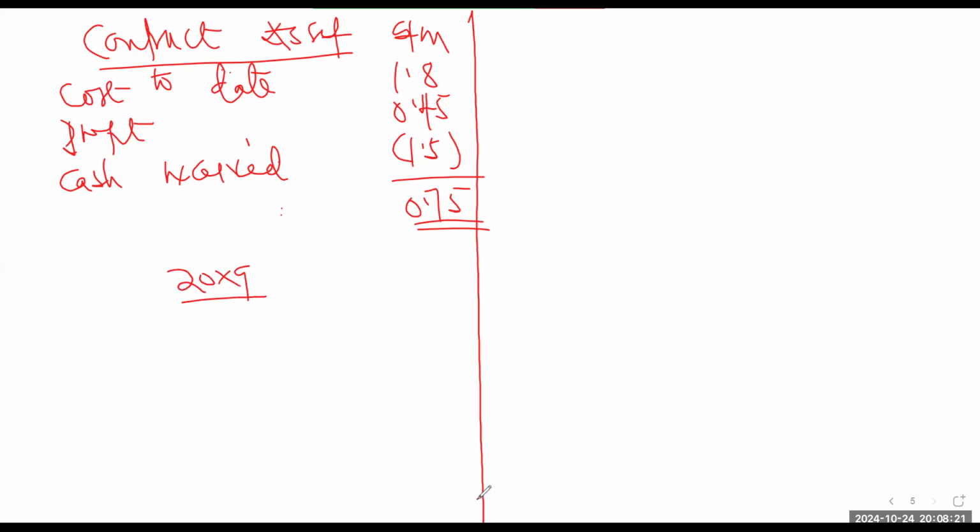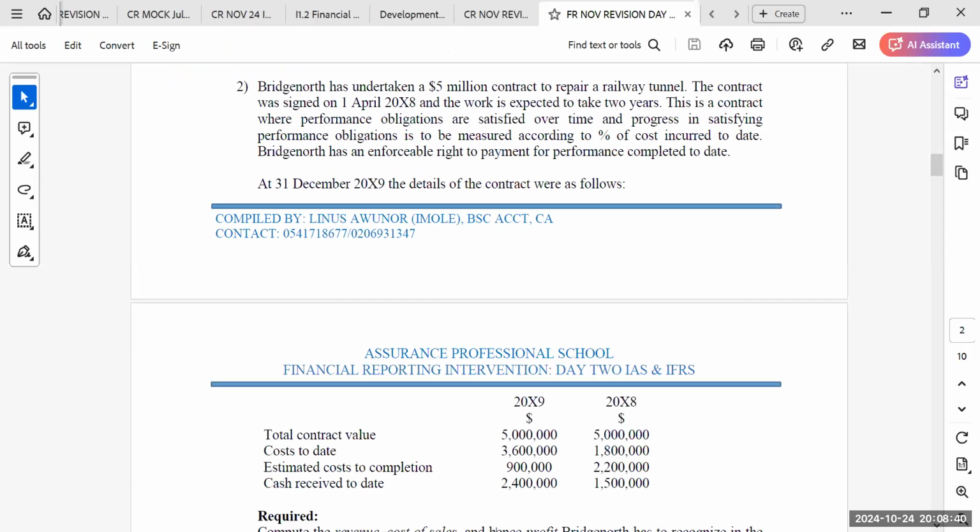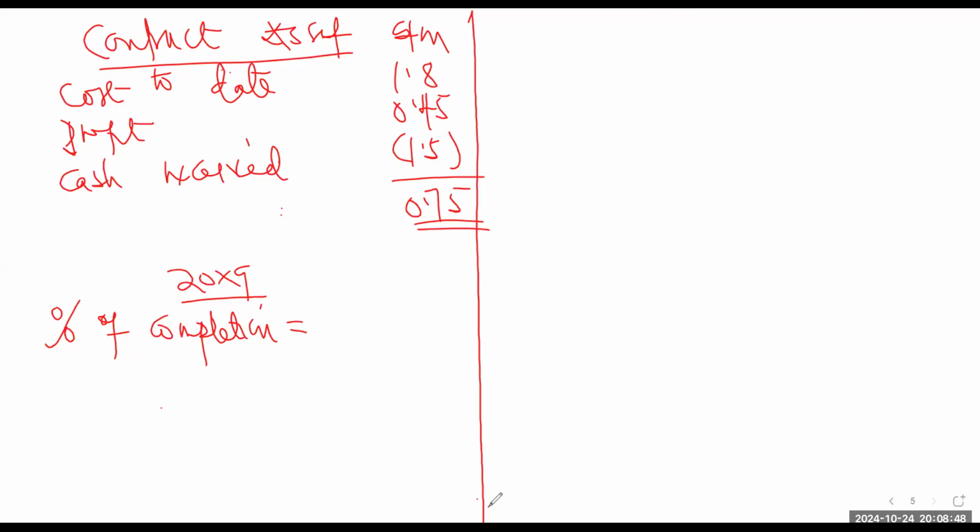Okay, 2x9, what will be the percentage of completion? So that's 3,600 over 4,500. Please, the percentage of completion is calculated on cumulative basis. What is the portion of the work that you have done so far? We don't do it for every year or every month. What is the percentage of the work that you have done so far from the beginning up to the end? That's how we do it.